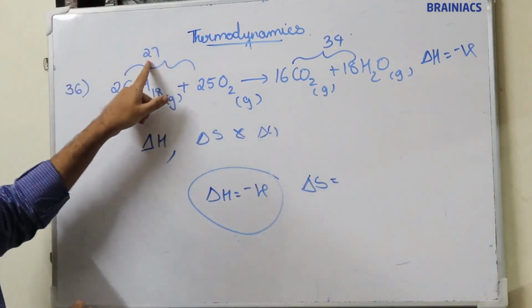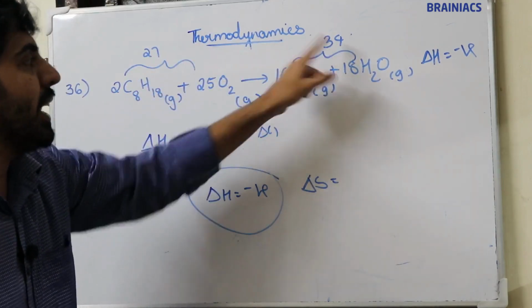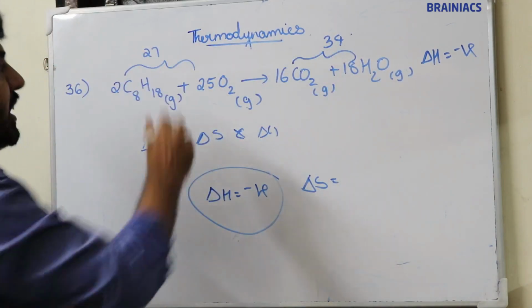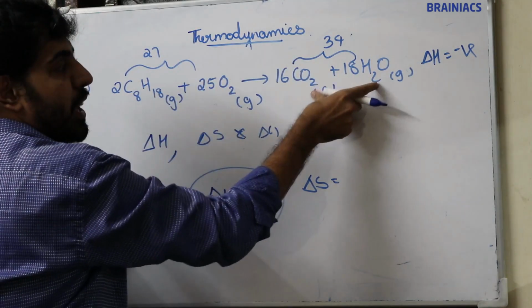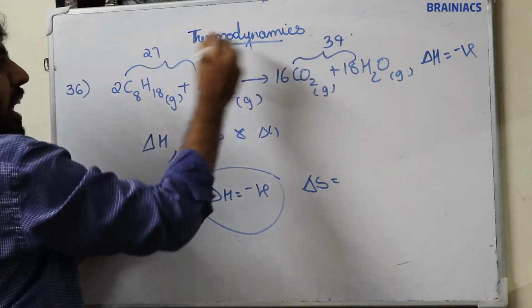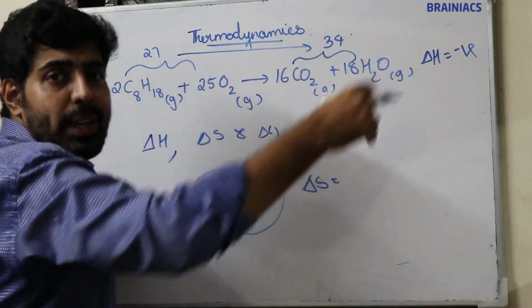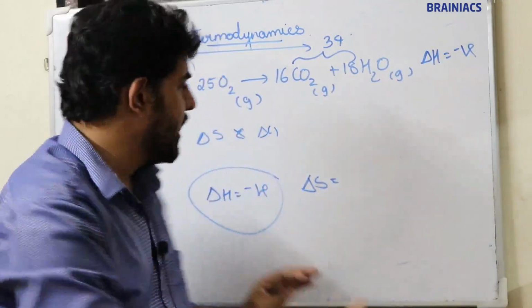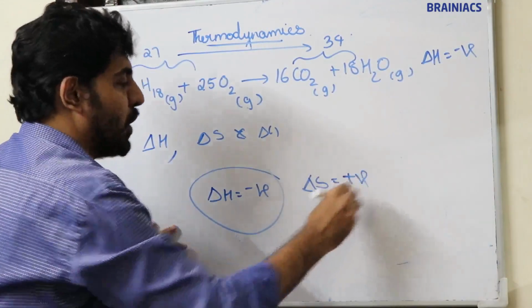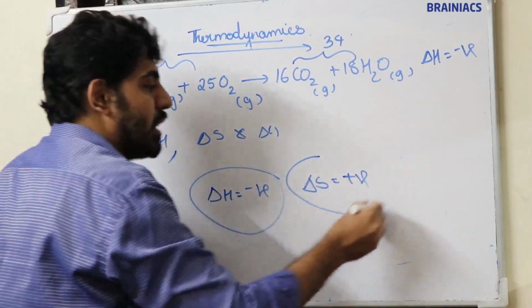So the number of moles of gaseous products is greater than the number of moles of gaseous reactants. So entropy increases. If the number of gas molecules increases, then entropy will always increase. So the delta S value is positive. Delta H negative, delta S positive.